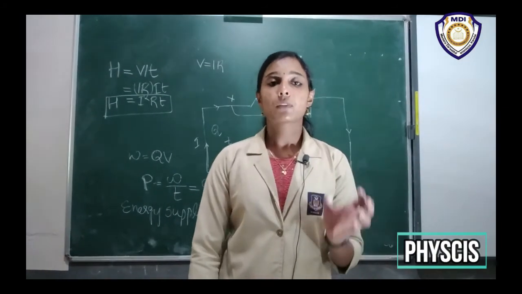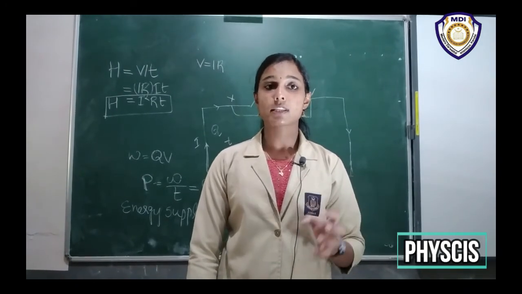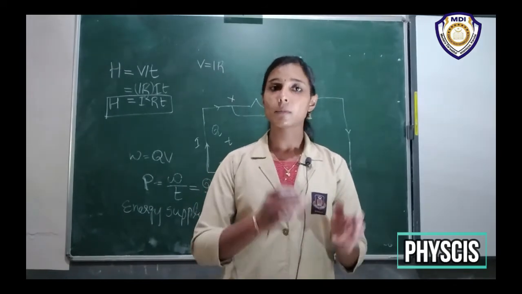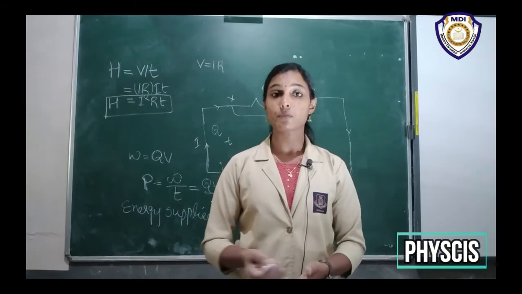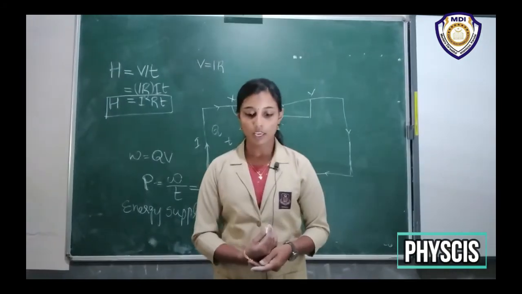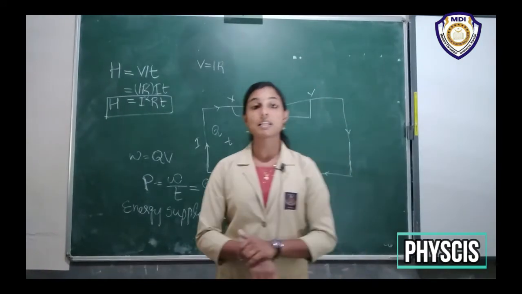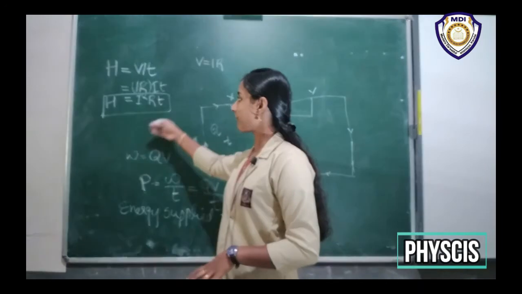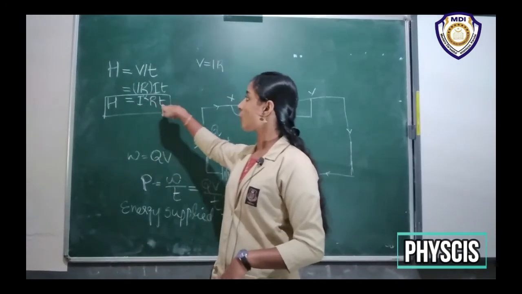We calculate the current that the voltage source can supply. That means I is equal to V by R from Ohm's law. So we use it after calculating the current through it using the relation I is equal to V by R. Then only can we find the heating effect, where the heat energy produced is equal to I squared R.